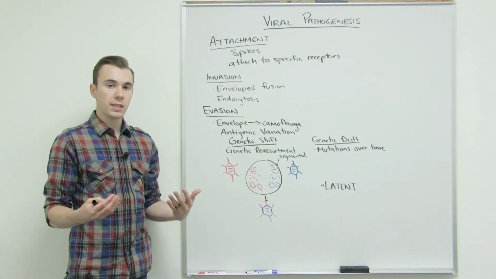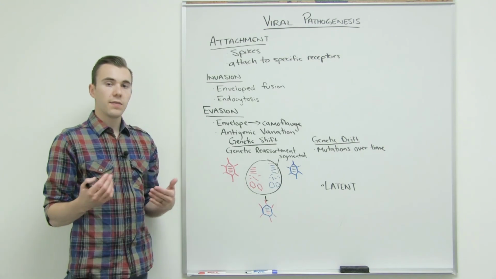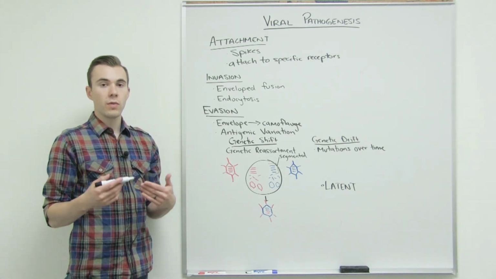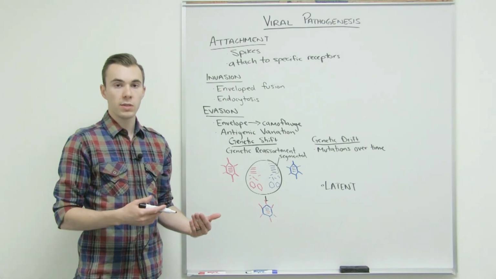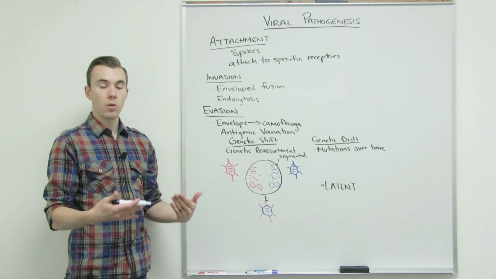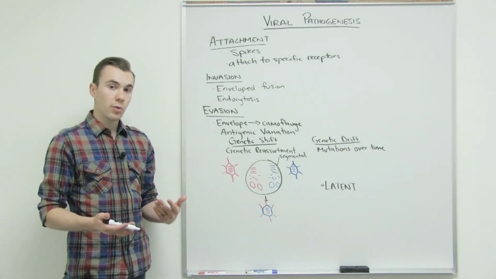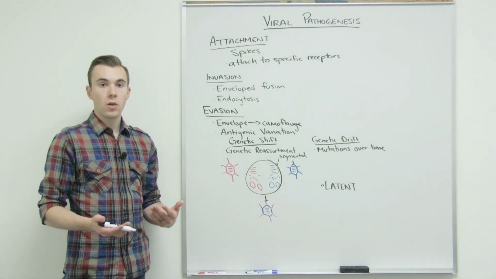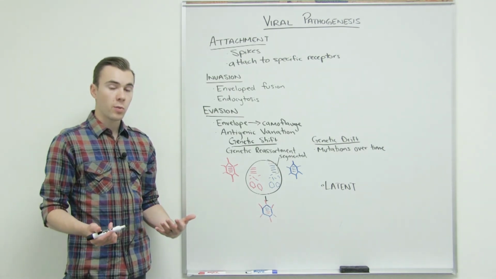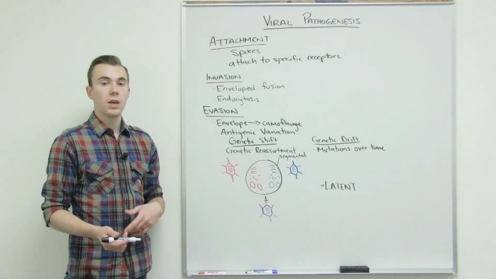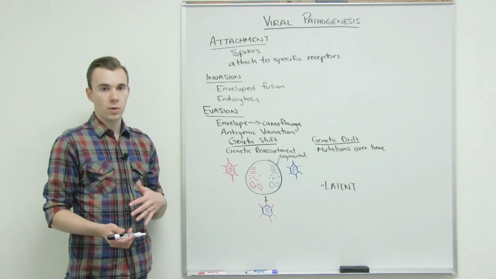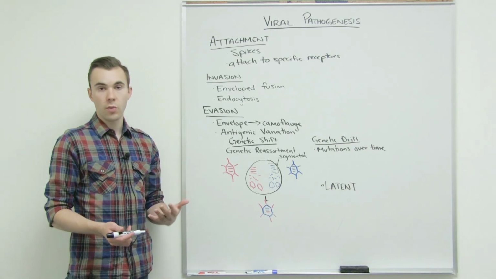So the goal of latency is the fact that you hide and you don't reproduce in order to avoid complete destruction by the immune system. Eventually you can reoccur and come back and make more of your cells. A great example of this is the herpes virus, herpes simplex 1, which causes cold sores. Many people that suffer from cold sores do not get them just once. They'll get it, it'll go away for a couple months. Then it comes back, then it goes away. And then it comes back, and so forth.